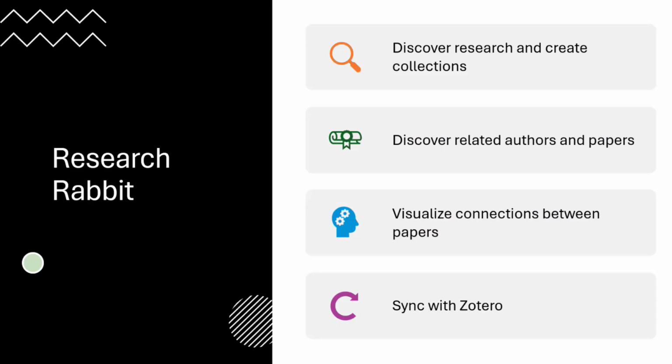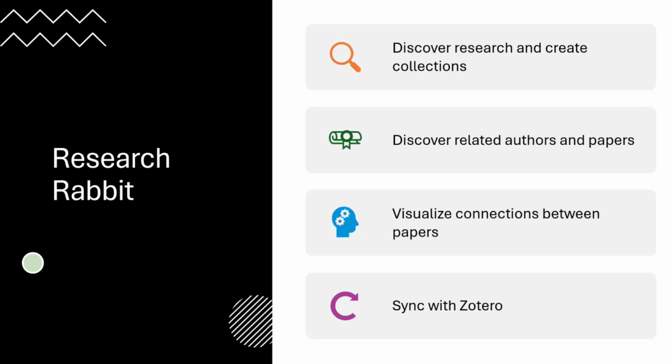All right, I'm going to hop over to Research Rabbit because we do have 2 more tools to look at still. Research Rabbit is a tool that you can use to discover research and create collections. You discover research through related authors and related papers. Again, it helps you visualize those connections, and it syncs with my favorite citation management tool, Zotero.